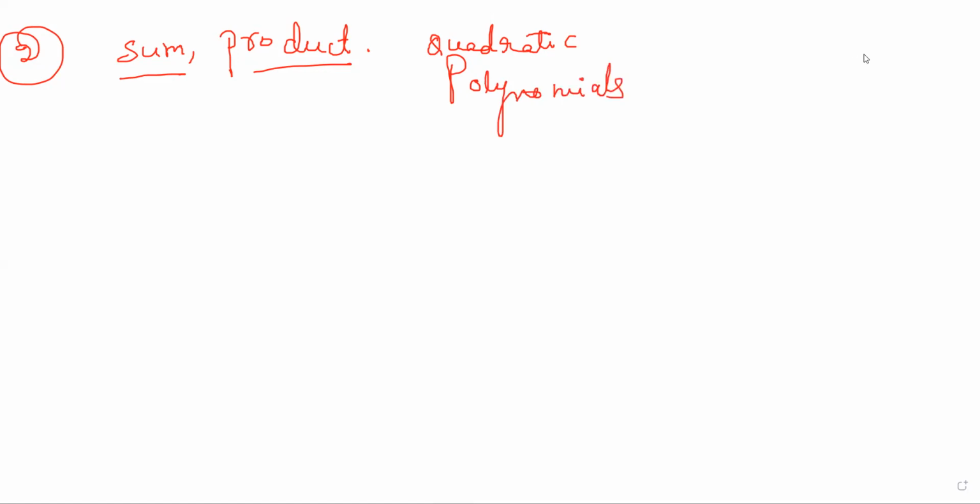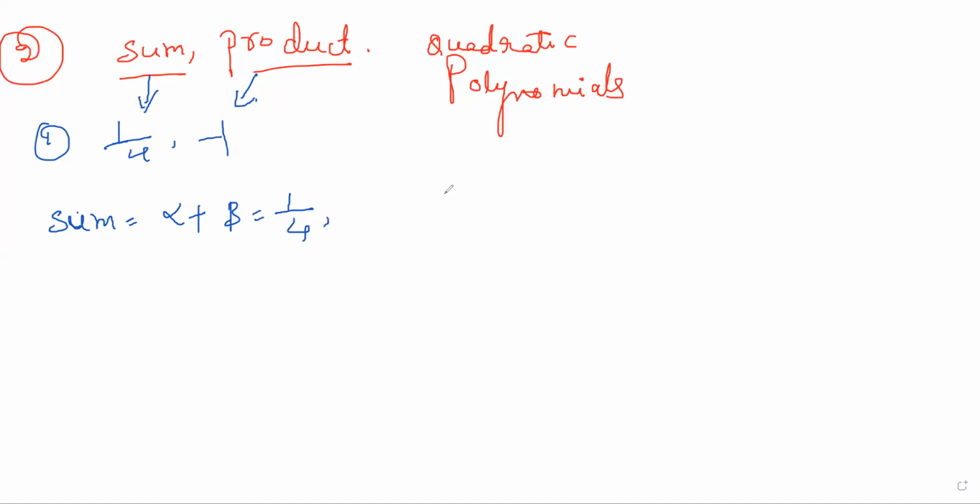And first question, 1 by 4 comma minus 1. See, respectively means the first answer is the sum and the second answer is the product. So sum of the zeros means what? Alpha plus beta is given, that is 1 by 4, and alpha into beta, the product, is minus 1.